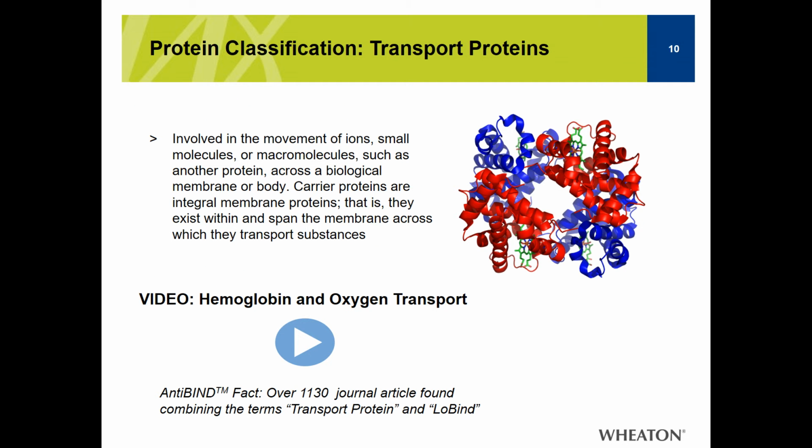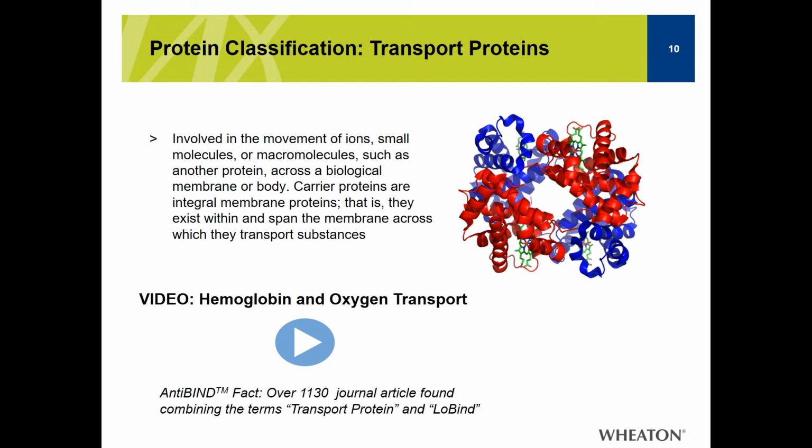Now, the second class of proteins are called transport proteins, and these transport proteins are involved in the movement of ions, small molecules, or even macromolecules such as proteins across biological membranes or even across biological systems.